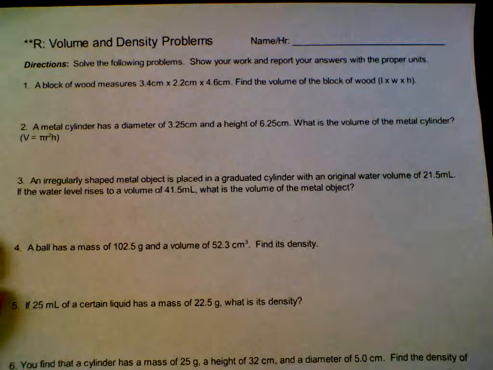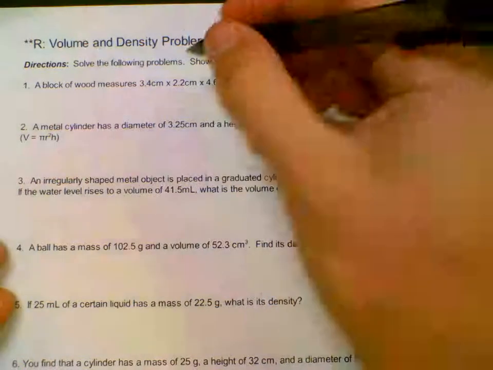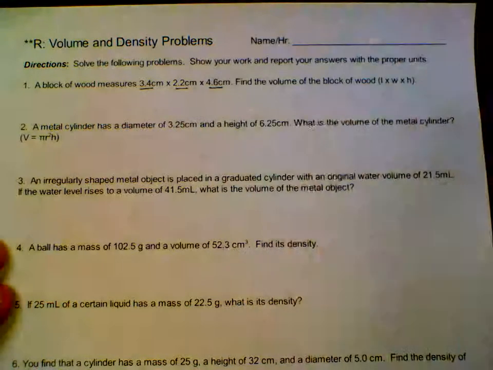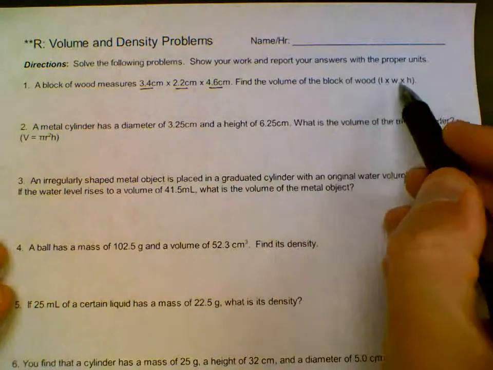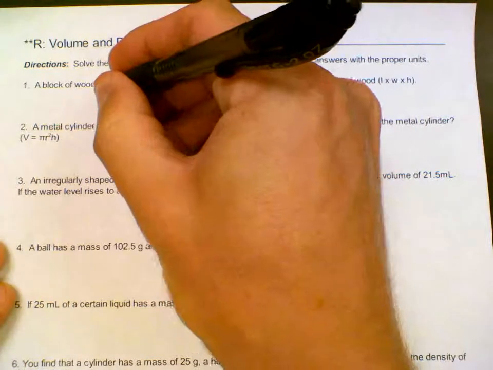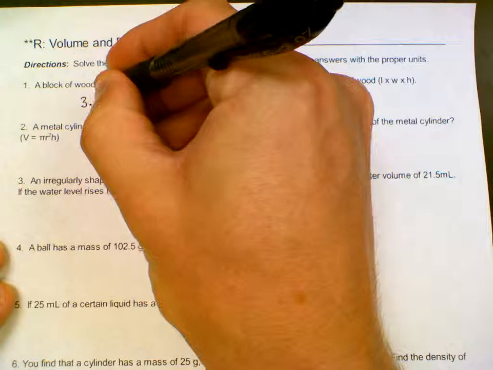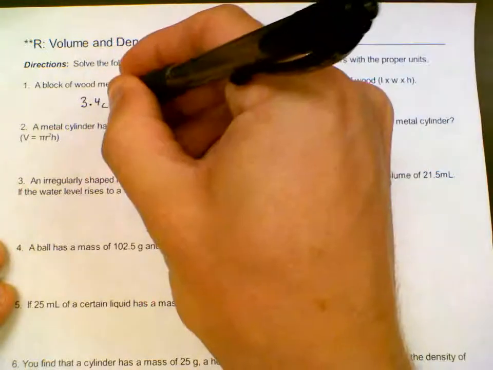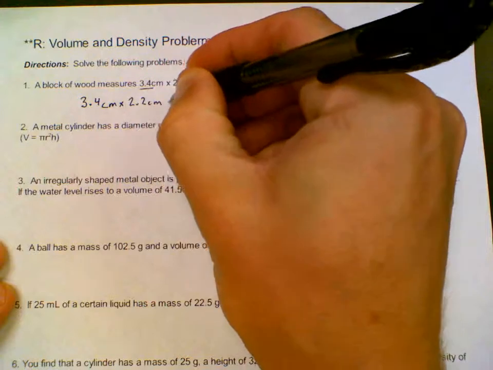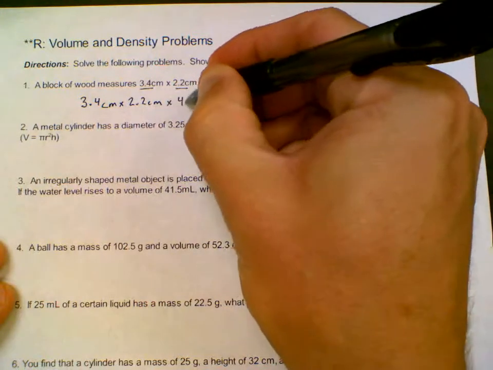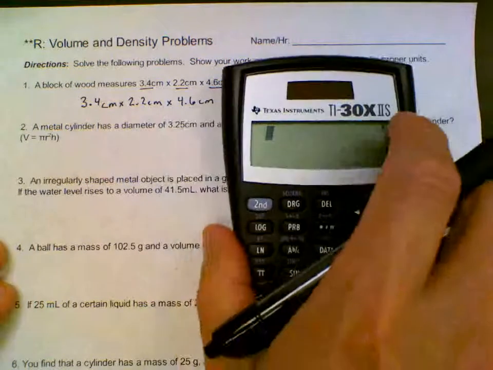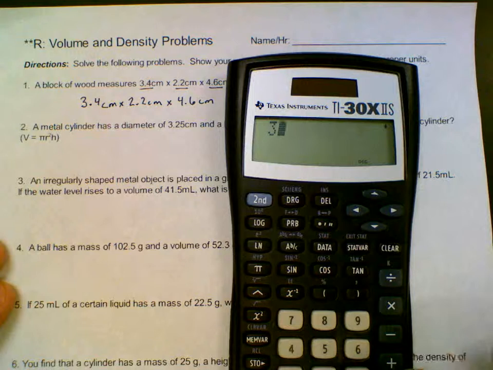When doing math problems, it's important to identify what we know. We know that a block of wood has 3 different dimensions, and we're told that the volume of a block can be calculated using length times width times height. So I'm going to write down my problem, 3.4 centimeters times 2.2 centimeters times 4.6 centimeters. I'm going to plug those 3 numbers into the calculator.